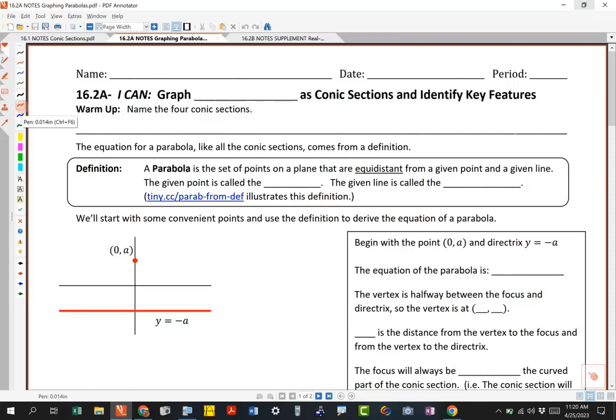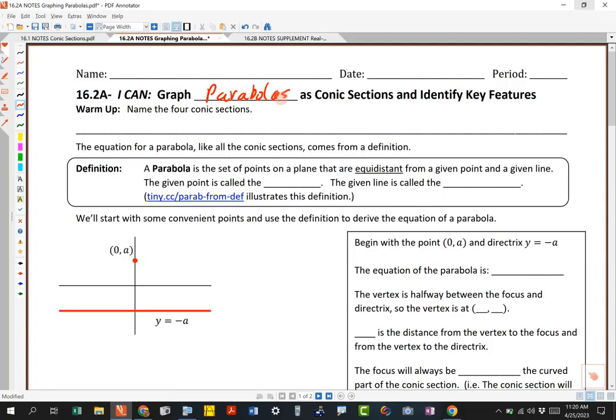Okay, so here's what we're going to start off with. This is 16.2a. Tomorrow we'll do 16.2b. This is going to be all about parabolas. So the I can for today is: I can graph parabolas as conic sections and identify important features.